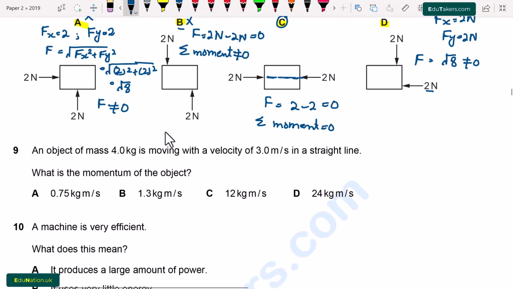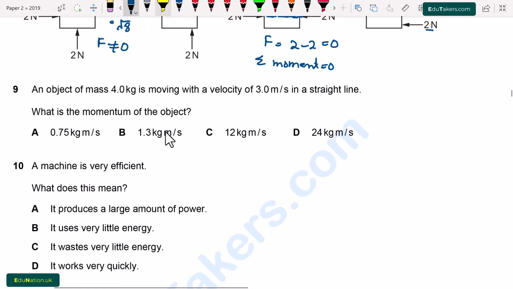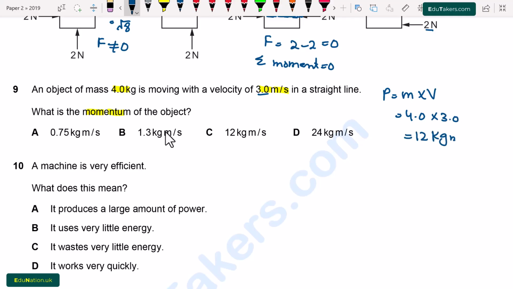Question number 9. An object of mass 4.0 kg is moving with a velocity of 3.0 meter per second in a straight line. What is the momentum of the object? Here we have to find out the momentum. Momentum is equal to mass multiplied by velocity. Mass is given 4.0 multiplied by velocity is 3.0. So it will be equal to 12. Unit is kilogram meter over second. So from here option C is correct.